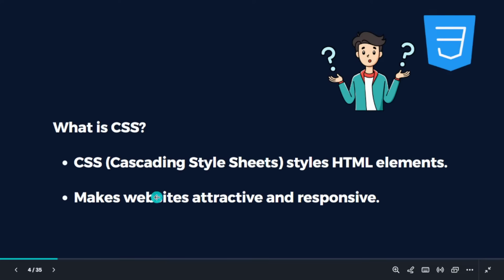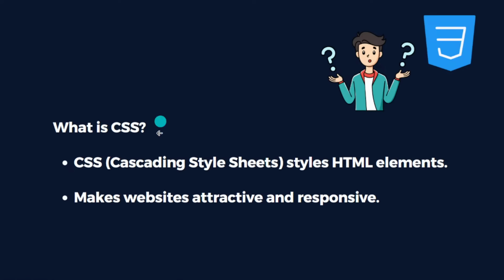CSS makes our website attractive and responsive. These are the uses of CSS. CSS is basically used to design our website, make it look attractive, and give some colors, textures and designing. Why do we use CSS? It is used to design our website.